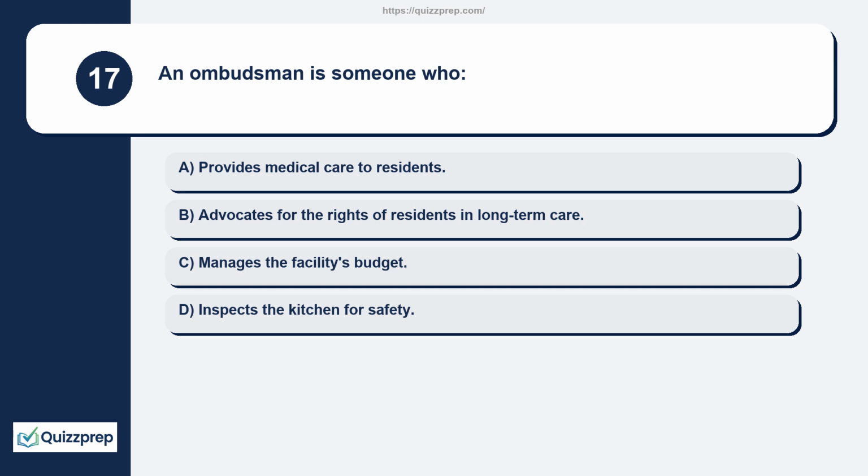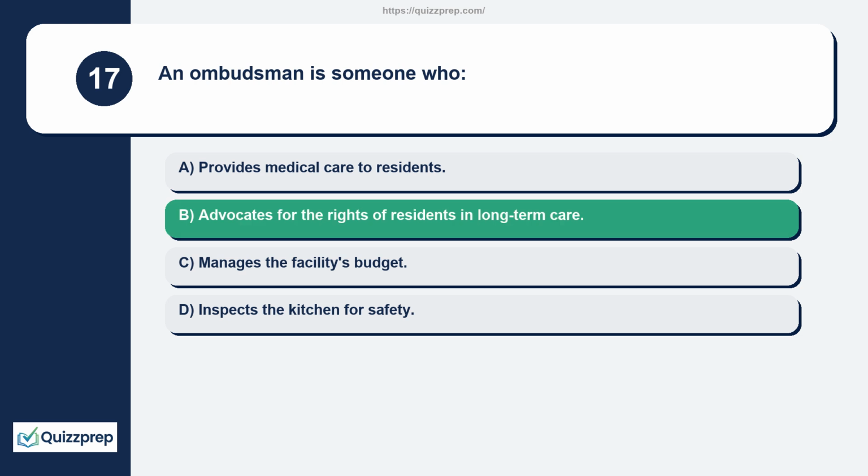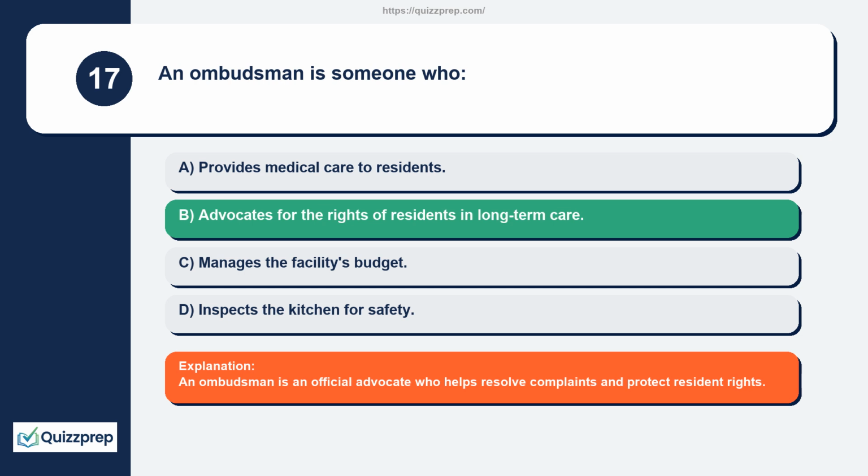Question 17. An ombudsman is someone who provides medical care to residents, advocates for the rights of residents in long-term care, manages the facility's budget, inspects the kitchen for safety. An ombudsman is an official advocate who helps resolve complaints and protect resident rights.